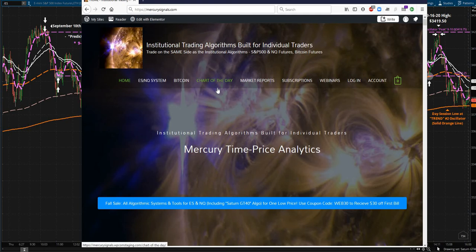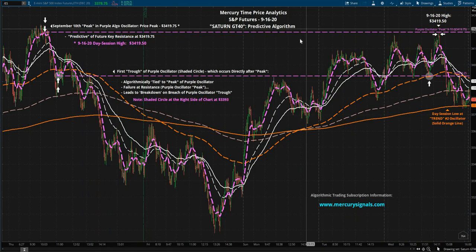It is freaky. And our systems, we've got an ES NQ system, we've got a Bitcoin system. These literally are the same algorithms that the institutions use. Now, how can I make that claim? Well, how can our stuff be this accurate every day if it's anything other than what the institutions use?